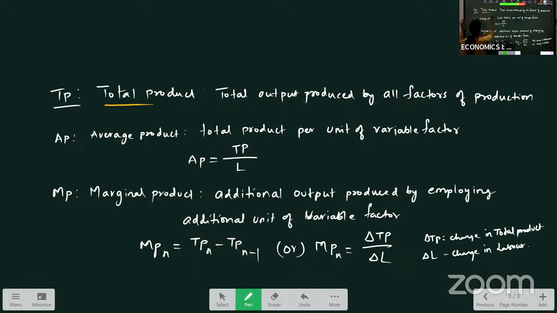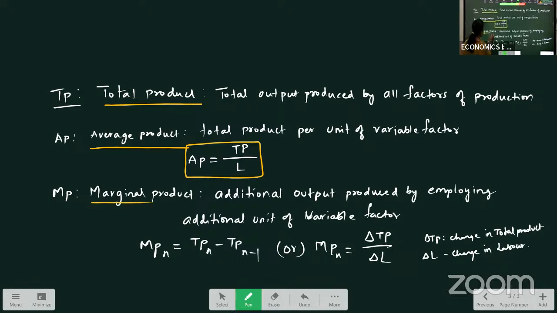Total product. What is total product? It is the total output produced by all the factors. All factors means we include both fixed as well as variable factors. Average product is the total product per unit of variable factor. Means one labor, on an average, how much output is producing. To calculate that, AP is equal to TP by L. Remember these formulas. Based on these only, we do the table and graph.